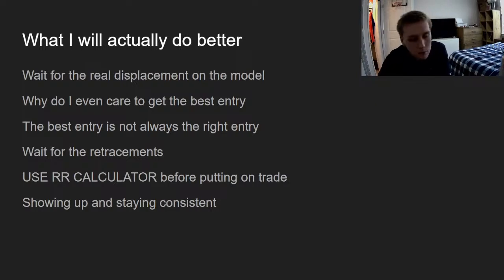This is one of my number one focuses: using the risk reward calculator, the risk reward tool. Definitely need to use that going into the future. Showing up and staying consistent. If I stay consistent, if I keep on putting in the work, if I show up and do this every single day, there's no doubt in my mind that I will become a successful trader. There's no doubt in my mind that I will become funded. I have to put in the work. This isn't going to get handed to me. I have to earn it, and right now I do not deserve it.